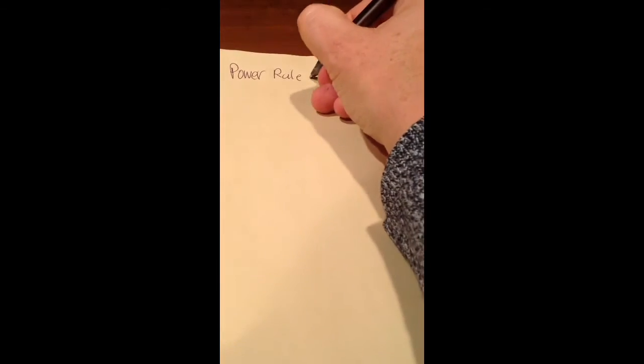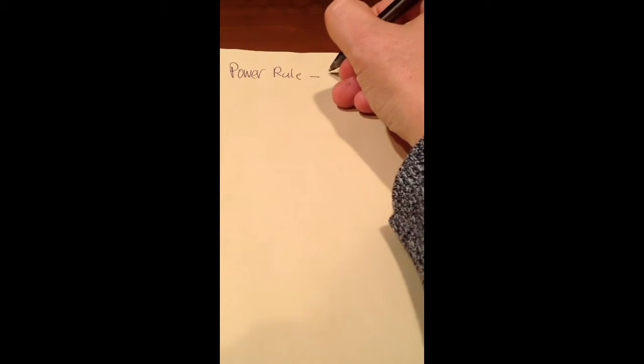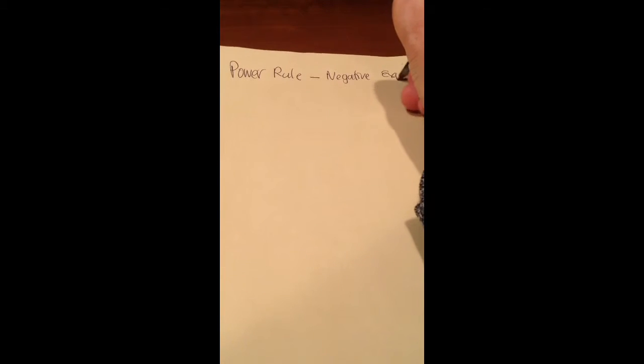Okay, after we finish the constant multiple rule, now we can look at the power rule for negative exponents. All right, power rule for negative exponents. I'm not going to reprove this because we already proved it in the previous video. We're just going to look at some examples. So if you're working with negative exponents, you can do things like this.